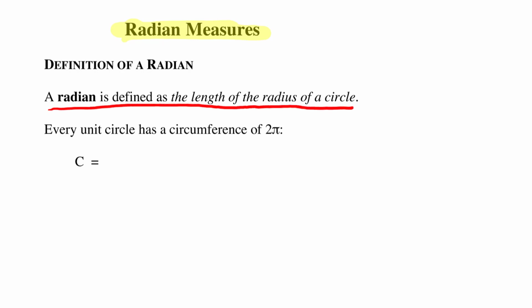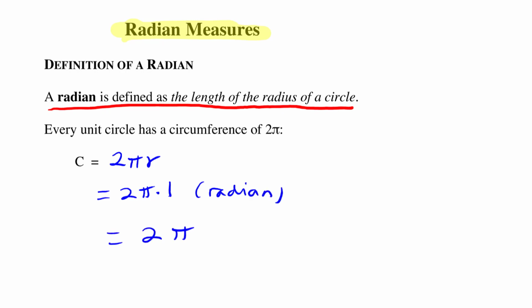One way to define a radian is as the length of the radius of a circle. And as you know, the circumference of a circle is 2 pi r in general. But if we have a unit circle, the radius is 1. 1 what, you might ask? 1 radian. That's right. So when we multiply this, we get 2 pi radians.